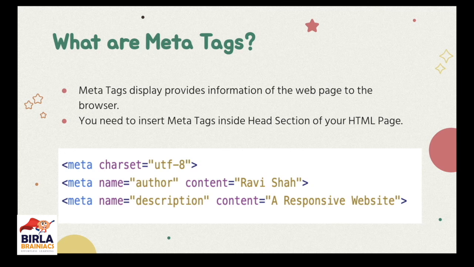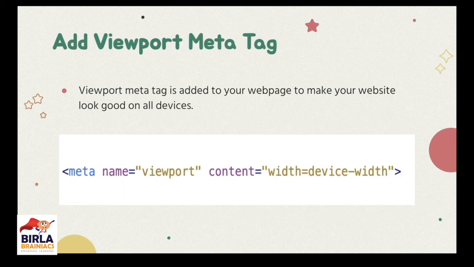So meta tags provide information of the web page to the browser. So who is the author of the web page? What is the character set that is being used by the web page? Such information it provides, as well as whether or not the website is using a responsive layout.